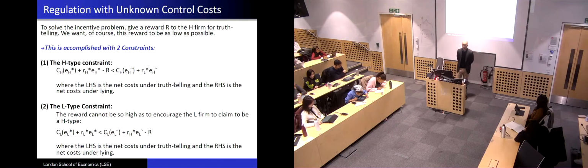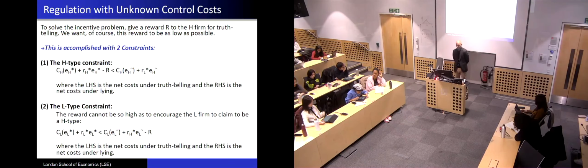So one way to solve this incentive problem is to give a reward R to the firm H for truth-telling, so to incentivize the high-cost firm to tell us the truth. We have no problem with the low-cost firm. Anyway, it's in their interest to tell us the truth. It's really about the high-cost firm that we have the issue with.